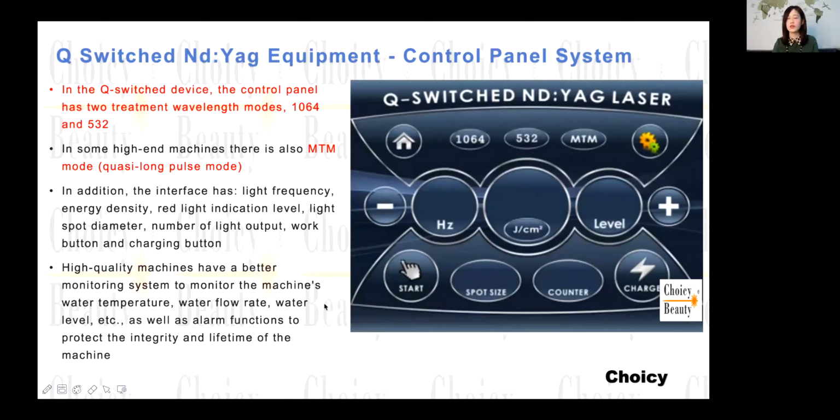Good machines always have that, okay? So you can use it very safely and with no problem. What you have to do is control the energy very well.